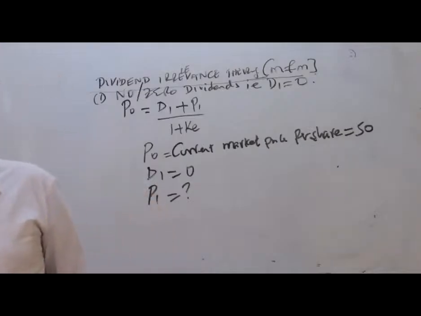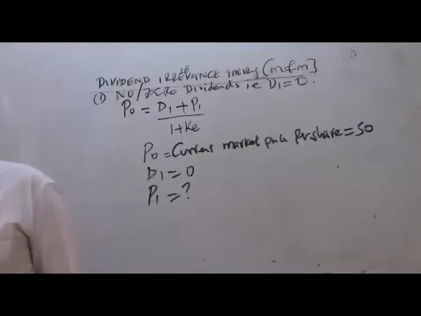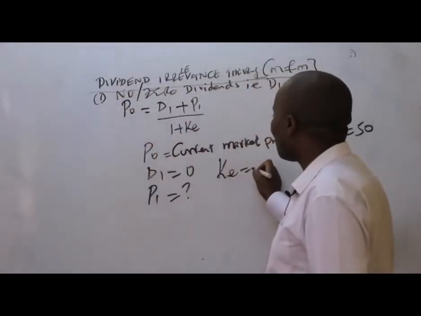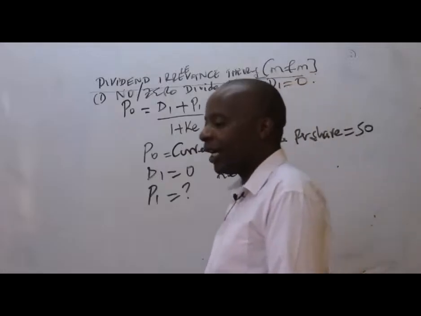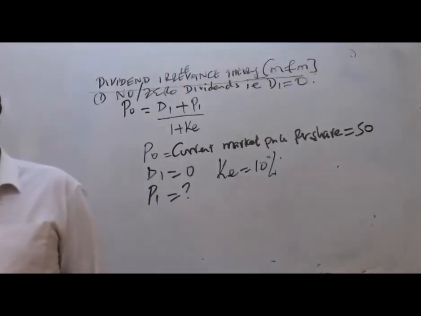If you read the question, what they are telling us here is the price of the ordinary shares at the end of the year. P1 is what they want us to look for. But fortunately, we know from some place up there that our KE is 10%. So they want us now to give them P1.